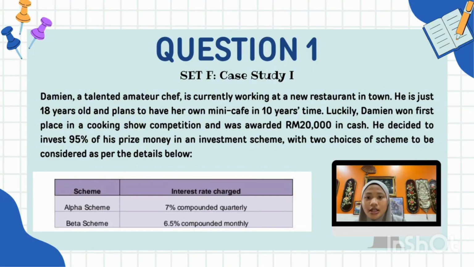First of all, let me read the question first. Damian, a talented amateur chef, is currently working at a new restaurant in town. He is just 18 years old and plans to have his own mini cafe in 10 years' time. Luckily, Damian won first place in a cooking show competition and was awarded Rm 20,000 in cash. He decided to invest 95% of his prize money in an investment scheme with two choices of scheme to be considered as per the details below.